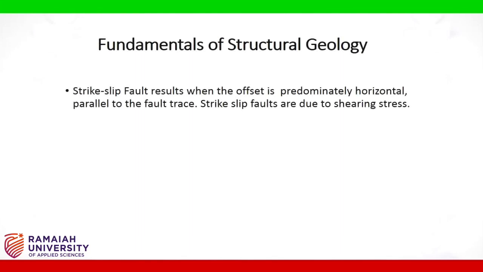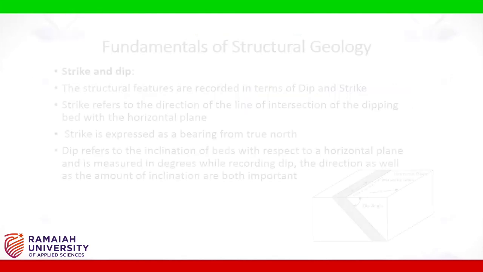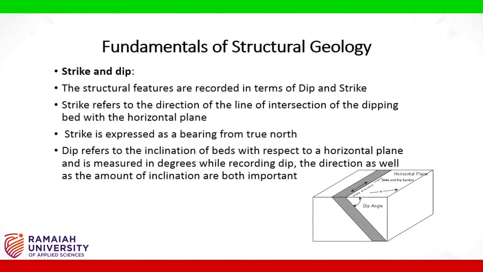Strike-slip fault results when the offset is predominantly horizontal, parallel to the fault trace. Strike-slip faults are due to shearing stress. Strike and dip. The structural features are recorded in terms of dip and strike. Strike refers to the direction of the line of intersection of the dipping bed with the horizontal plane. Strike is expressed as a bearing from true north. Dip refers to the inclination of beds with respect to a horizontal plane and is measured in degrees.